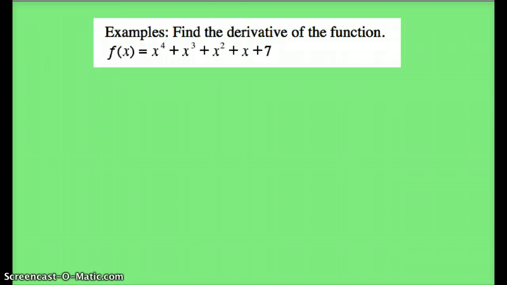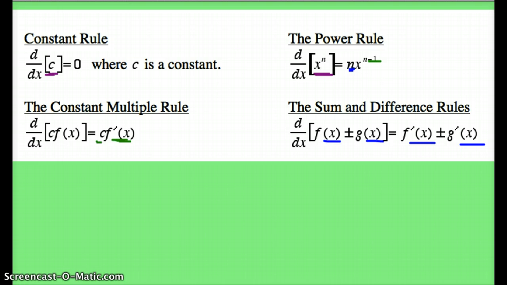It says find the derivative of the function. If you take a look, I have 5 terms here: 1, 2, 3, 4, and 5. If I look at these, 4 of them have powers. The 4 underlined in blue have powers, and this one underlined in red is a constant. So according to our rules, I have to use the constant rule as well as the power rule, and technically I'm also using the sum and difference rules.